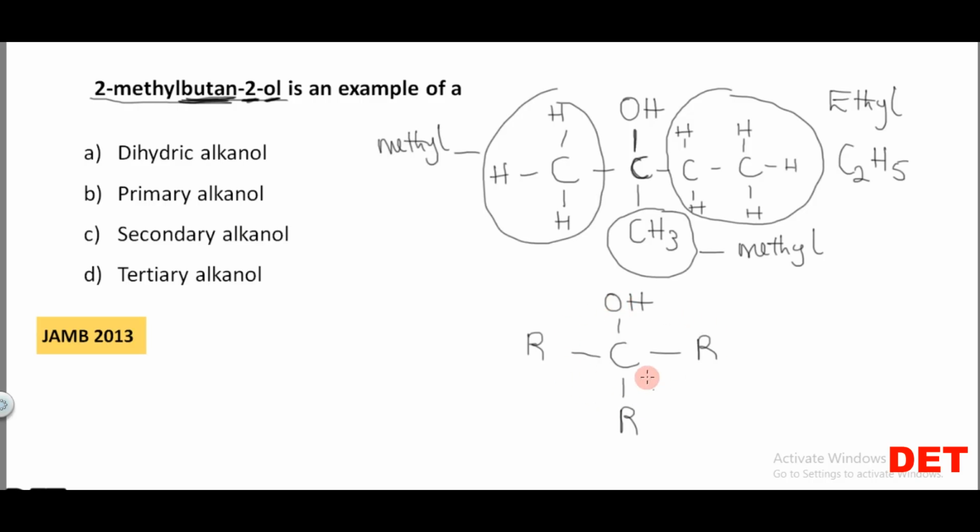So if you look at this compound, we have 3 alkyl groups attached to the carbon atom bearing the hydroxyl group. So this is an example of a tertiary alkanol. This is a tertiary what? This is a tertiary alkanol. So 2-methyl butan-2-ol is an example of a tertiary alkanol. So option D is the correct answer to this question.